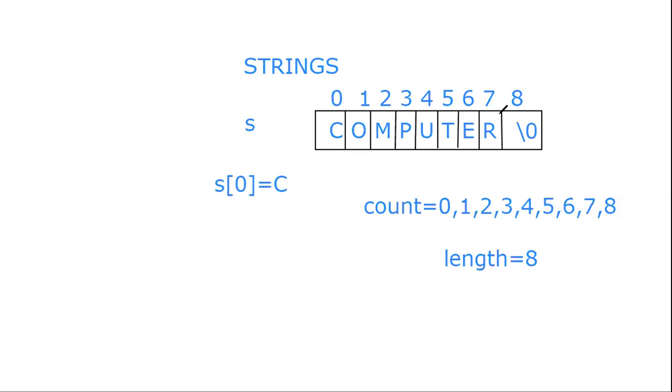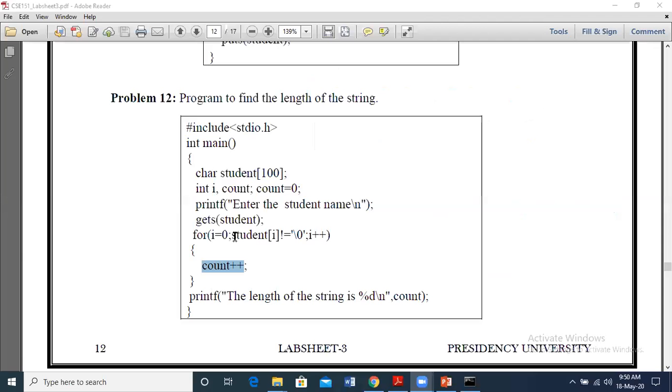No, the condition is false because the last index value is equal to null. So in this case, we see that the condition of the for loop is false. Student of i, student of 8 is null. So null not equal to null, condition is false. Control exits from the loop and comes to the next line. At the end of this for loop, count holds the number of letters, that is 8. We print that as the length of the string.